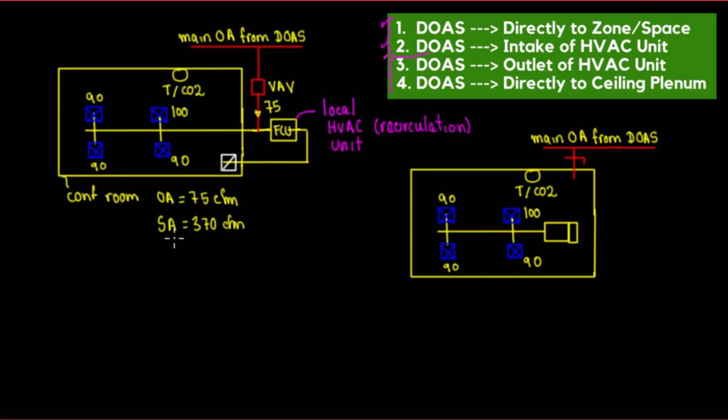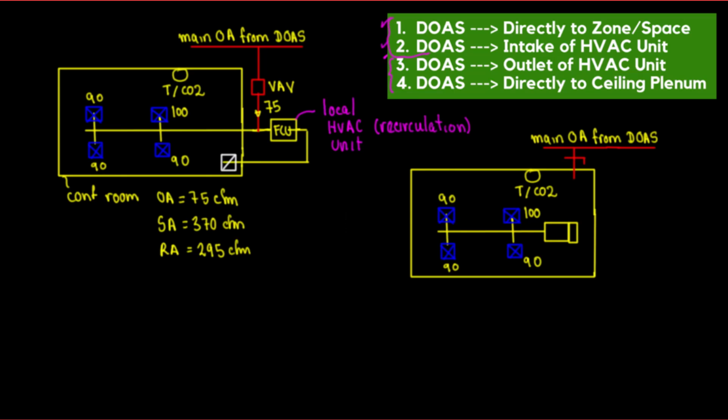This grille is going to be my return air. So the return air is going to be for how much? Let's see in here. In here we have 370. However, 75 is coming from here, it's tapping from here. So the total RA to be sized is going to be 370 minus 75. That's going to give me a total of 295 CFM.